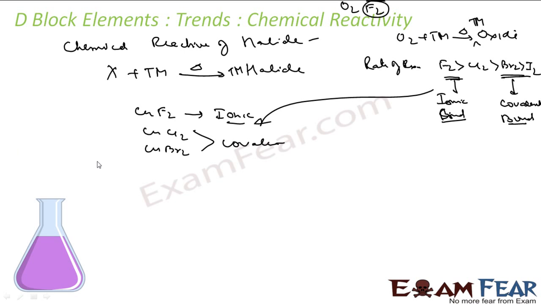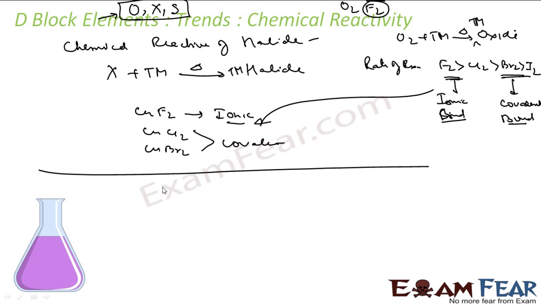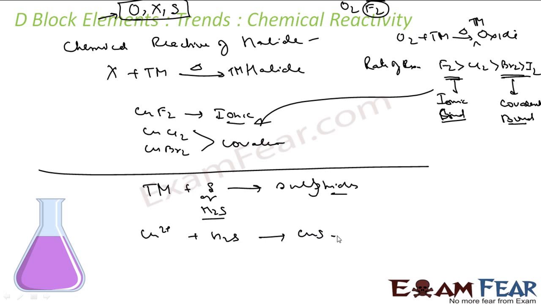Okay. If we talk about the sulfides, as I told, we'll talk about oxygen, halogen, and sulfur. Transition metal typically reacts with oxygen, halogen, and sulfur. So again, in this case, I have a transition metal. It reacts with sulfur, you get sulfides. You can use sulfur, or you can also use H2S. For example, copper ions react with H2S to give copper sulfide and H plus ions.